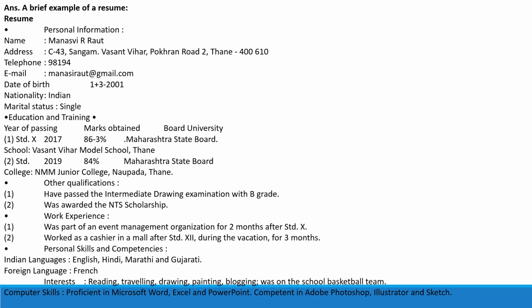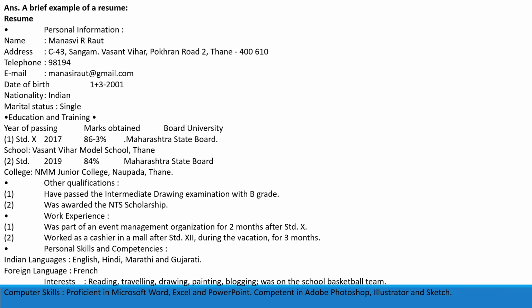Assuming a person, Manasvi Raut, we have made the resume. You can go through it, just see how it is made. Personal information: begin with the name Manasvi R. Raut, address is given, telephone, email and date of birth. In this way, you too have to follow your own personal details and make a resume of your own. Nationality, marital status, then education qualification or education and training should be written in such a table format.